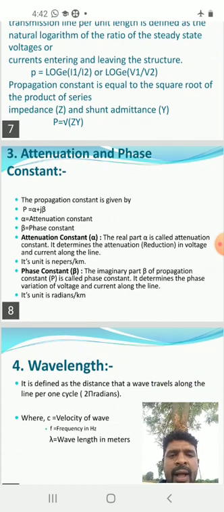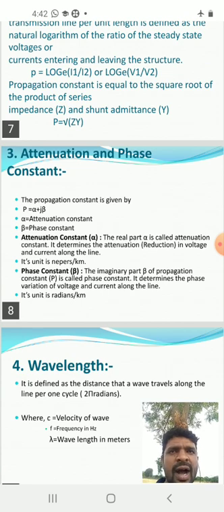Next, attenuation constants and phase constants. Here the propagation constant P is given by P equal to alpha plus j beta. It is a complex number. So here alpha is called the real part, beta is called the imaginary part. Alpha is taken as the attenuation constant, beta is taken as the phase constant.